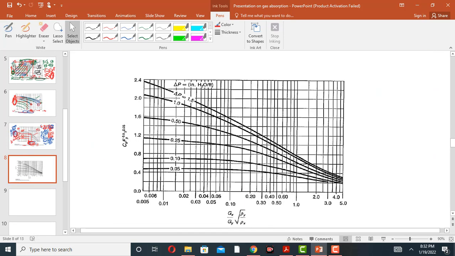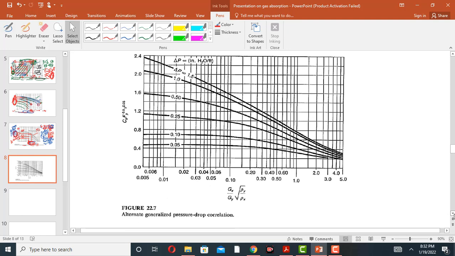So similarly, this is another graph which is an alternate generalized pressure drop correlation.